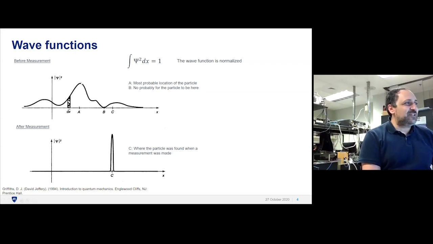Now, A is significant because that's the most likely place to find the particle. B is significant because the particle's not there. This little element dx is the differential. You add up all these differentials. That's the differential probability of finding the particle here. So this is before a measurement is taken. Once you take a measurement, well, you know where the particle is. And in this case, the particle was at C.